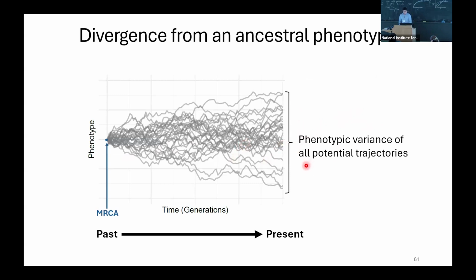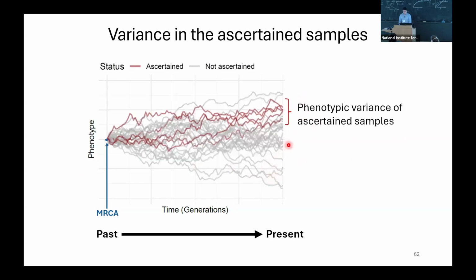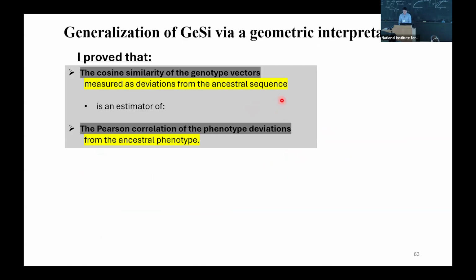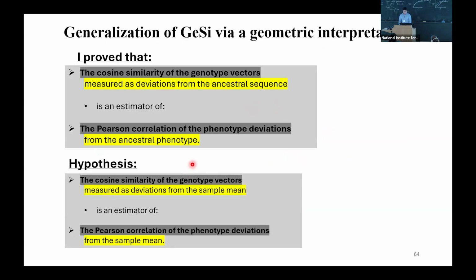mention what I meant by deviation from the mean: basically, this is what we are modeling with GC, the phenotypic variance created by time. But in a real sample, we do not have that. We have the variance only of the ascertained samples. So we want to measure the covariance as deviation from the mean of these ascertained samples. So what I did is a geometric extension, which is not an analytical proof, but I demonstrated that it works well empirically with a bunch of simulations.